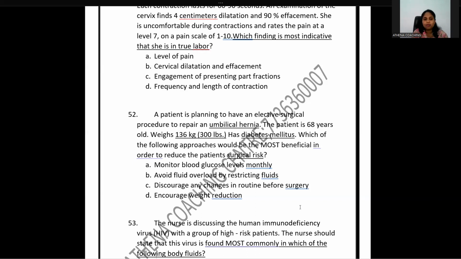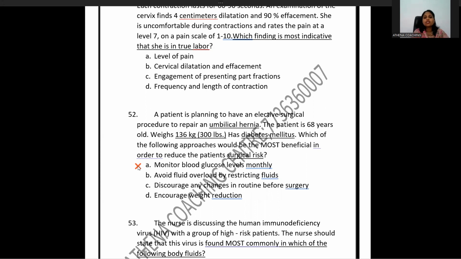So we'll read the options and then we'll remove wrong answers. Okay. And the first option says monitor blood glucose level monthly. Blood glucose level has to be assessed to identify the healing process and to identify the sugar level, which is not every month. It has to be done every day. Okay, so that particular statement is not suitable, it is wrong also. So you can remove that.